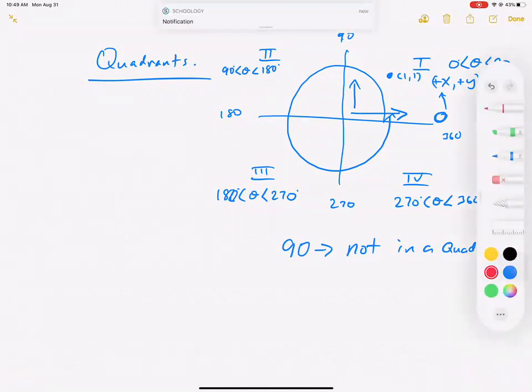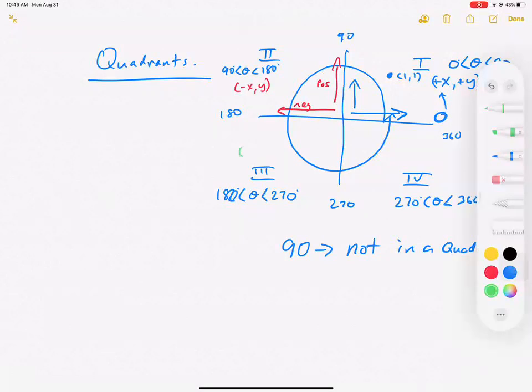To be in quadrant 2, our x is going to be negative, but our y is positive. Our x is negative, but our y is positive, going up. So hopefully you guys can see that. Any point stuck in quadrant 2, the x will be negative because we went left of 0, but the y will be positive because we went up from 0.